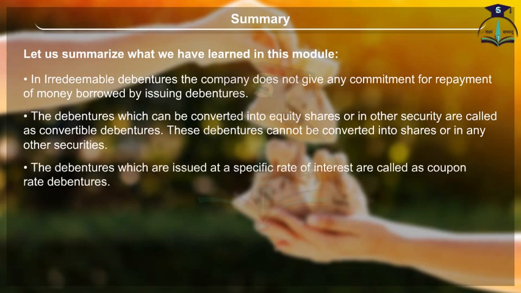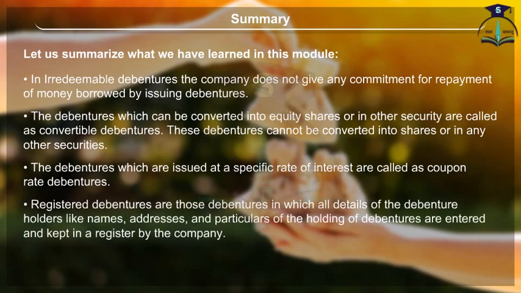The debentures which are issued at a specific rate of interest are called coupon rate debentures. Registered debentures are those debentures in which all details of the debenture holders, like names, addresses, and particulars of the holding of debentures are entered and kept in a register by the company.